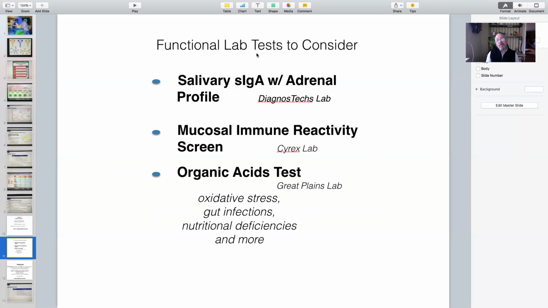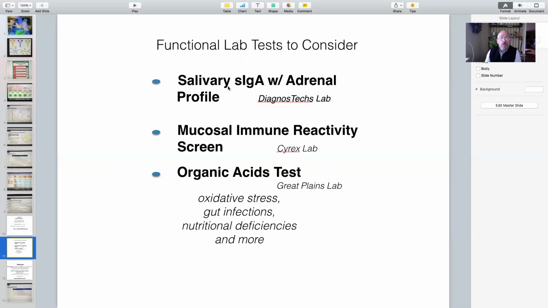Functional lab tests that you might want to consider doing in conjunction with the COVID-19 antibody test, right? So again, we spoke about the salivary secretory IgA, your barrier system. We can also do that with an adrenal profile to look at how well the adrenal glands are functioning. So this is easy to do. This you can do in the comfort of your home. The IgA test, again, looks at your mucosal barrier. So that's a good marker to look at. It coincides again with that IgM antibody.